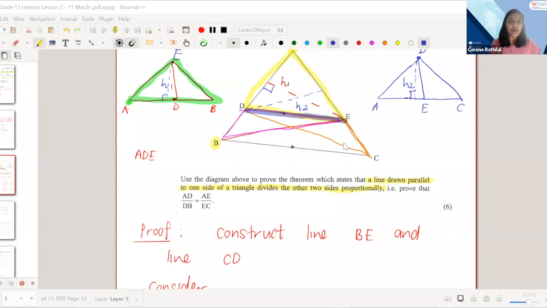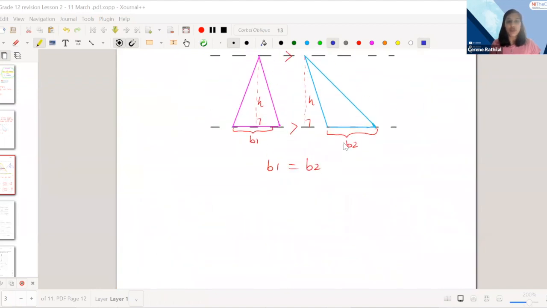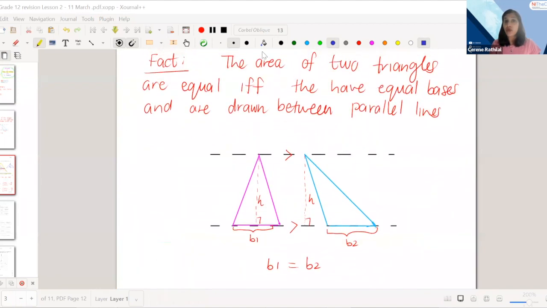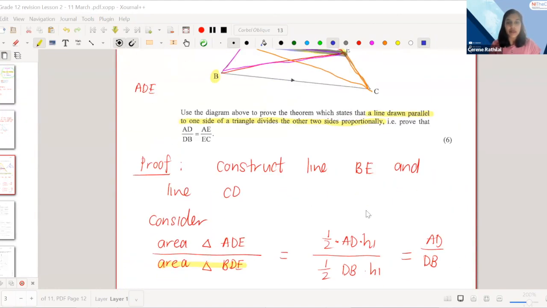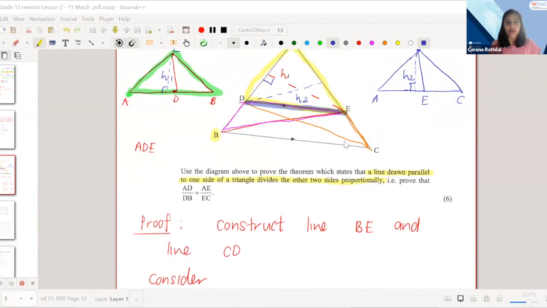So based on the result that I had shown you on this page, what can we conclude? What we can conclude is that the areas of the two triangles we are considering must be equal because they have the same base and they both live between parallel lines. So by the previous result, triangle BDE and triangle DEC have equal areas. Does everybody agree with that statement?